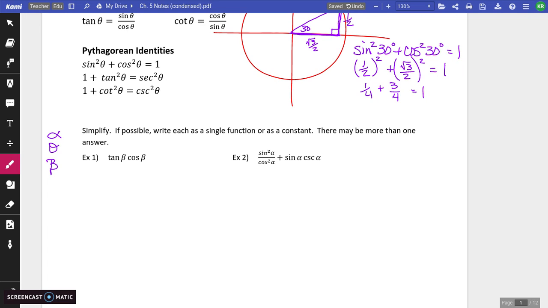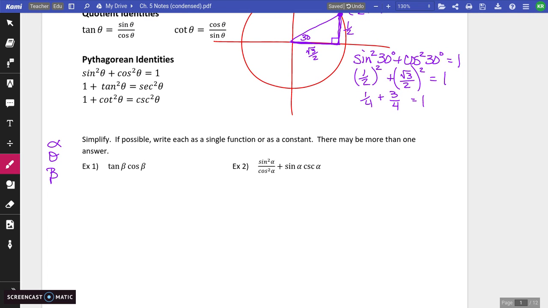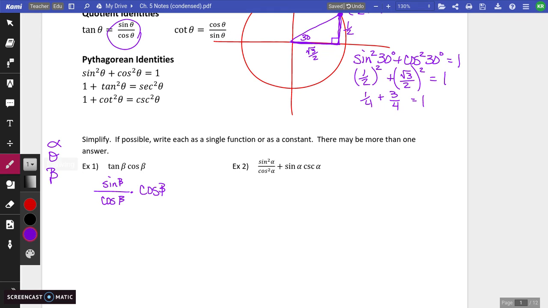Well, tangent, we can make a substitution because tangent is sine over cosine. So if we rewrite this as the sine of beta over the cosine of beta, and then times cosine of beta. Well, if you look here, I can rewrite that as a fraction. And then we have a cosine beta on bottom, cosine beta on top. Those would reduce. And then what you are left with is sine of beta.